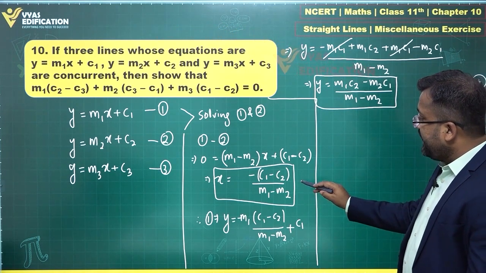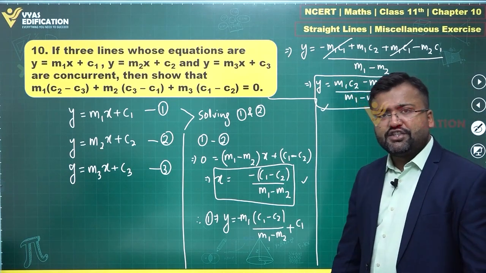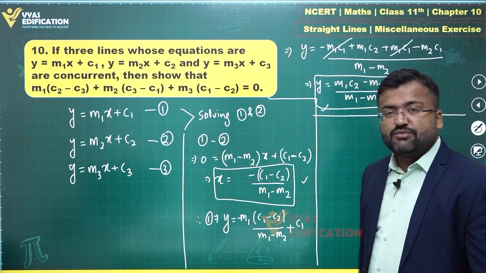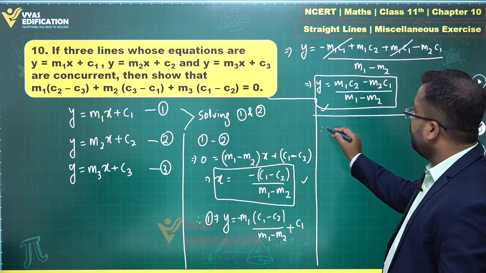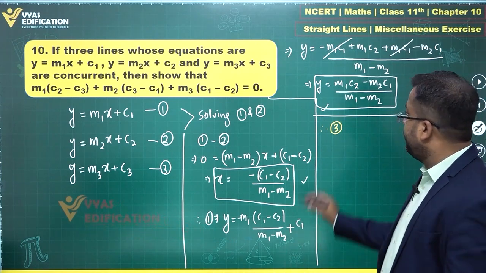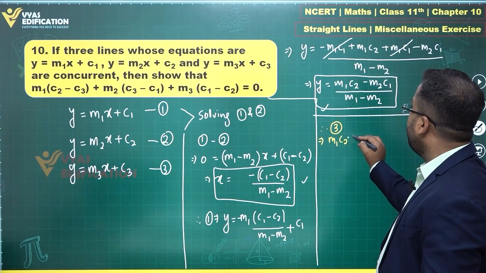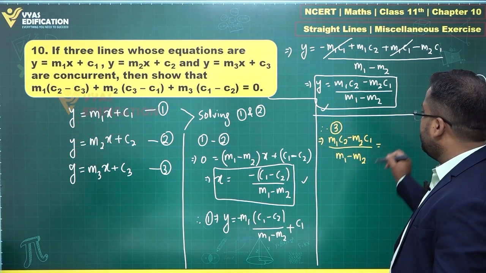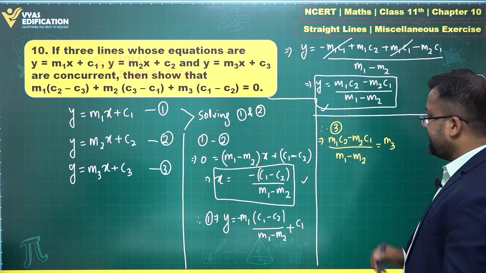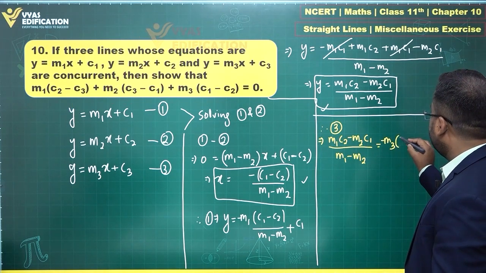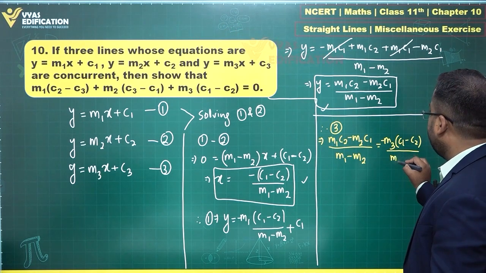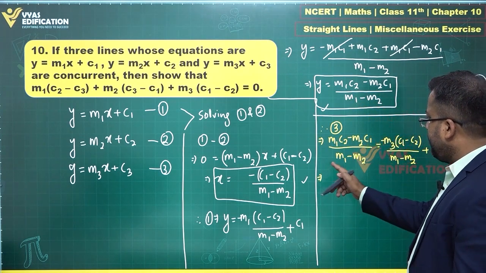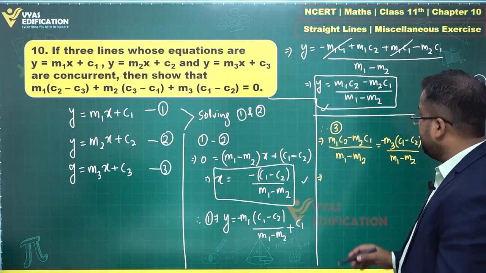This is the value of y. We have found x and we have found y, that is the point of intersection of 1 and 2. Using these two values, can we substitute the point in the third equation? Therefore, the third equation will give me (m1 c2 minus m2 c1) upon (m1 minus m2) is equal to m3 times x, where x is minus (c1 minus c2) upon (m1 minus m2), and plus c3 simply. Multiply by m1 minus m2, since in the denominator you have m1 minus m2.